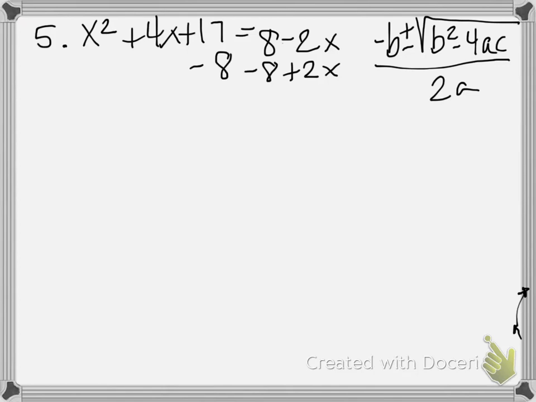I'm going to put the negative 8 under the 17 because they're like terms. The positive 2x under the 4x because they are also like terms. So I get x squared plus 6x plus 9 equals 0. Okay? So I'm going to give you just a minute to catch up.